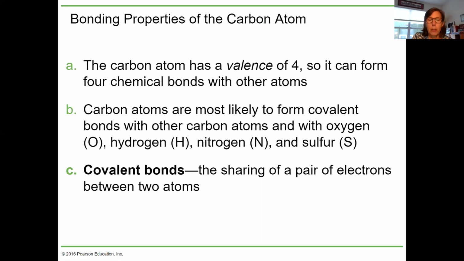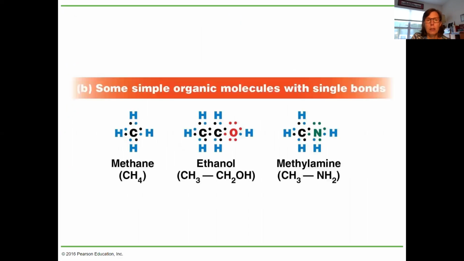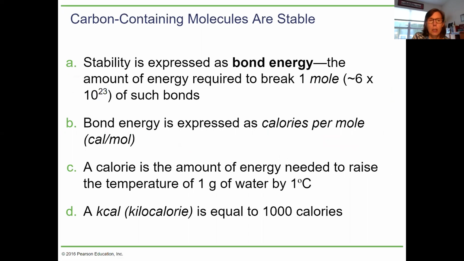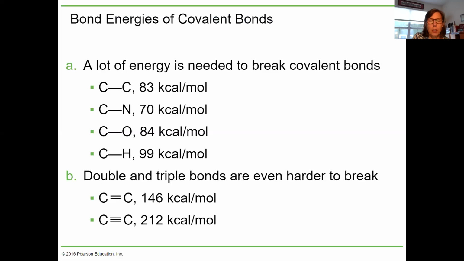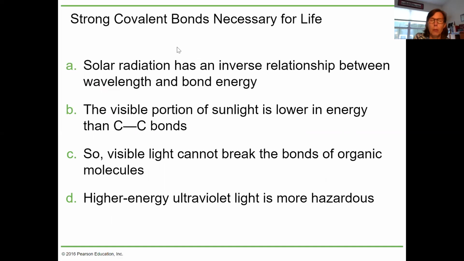And to reiterate what a covalent bond is, this shows just different valences. Like I said, you can all go through these. Looking at energy, the amount of energy needed to break these bonds. This is a nice little graph showing the strength of hydrogen bonds is way down here, covalent bonds here, double and triple, of course, higher energy within that bond.